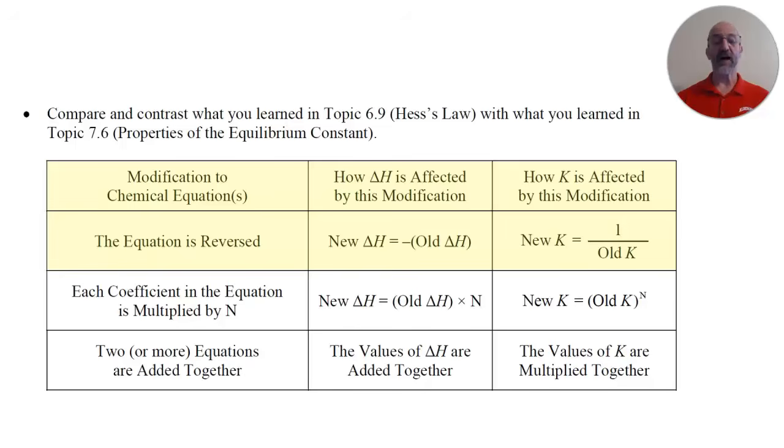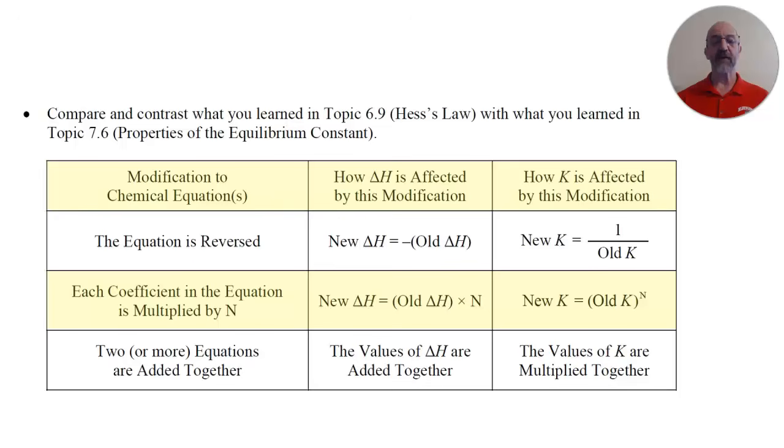However, we know that the value of K can never be negative. So when an equation is reversed, the new value of the equilibrium constant K is equal to the reciprocal of the old value of K. Now, what about if each coefficient in the equation is multiplied by n? Well, back in Unit 6, thermochemistry, you learned that when you multiply each of the coefficients by 2 or by 3, then you would multiply the value of delta H by that same value. But for equilibrium constants, the original value of K is now raised to that power n.